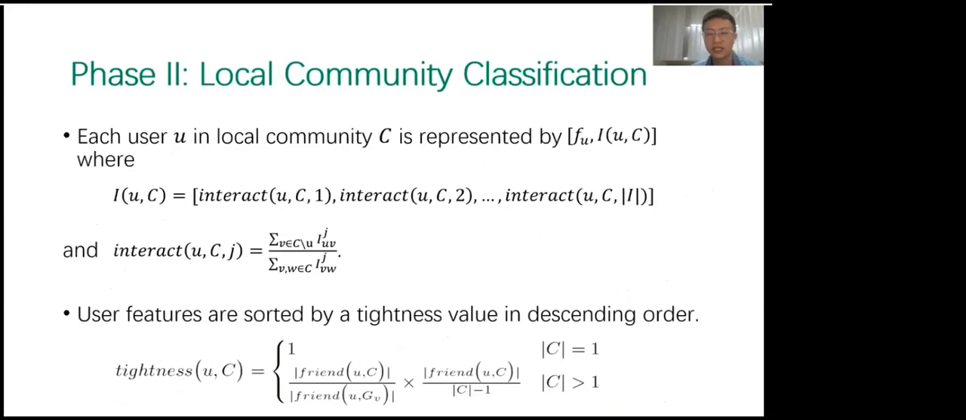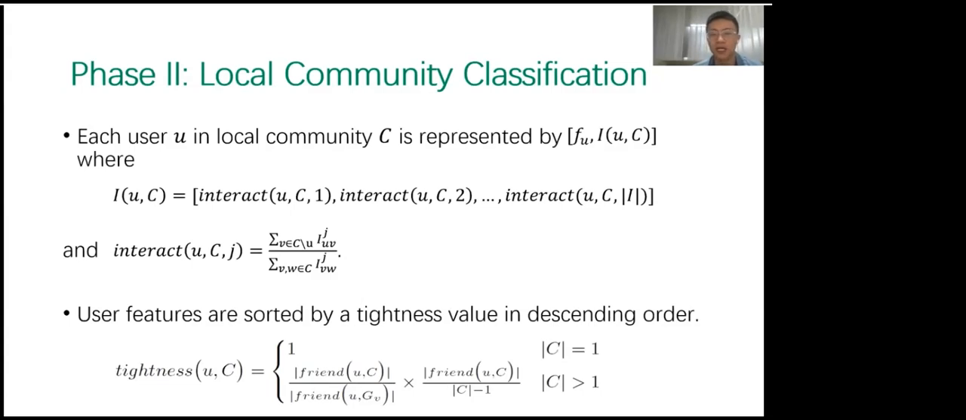With local communities detected, we want to classify these communities into predefined social types. So for each user in the local community C, we can represent it with a feature vector [F_U, I_UC]. Here, F_U is a representation of the user's own attributes, such as age, gender, interest, and so forth. And I_UC represents the interaction between this user and other members in the same local community. I_UC is defined as the aggregation of the ratio of interaction between user U and other members in C.